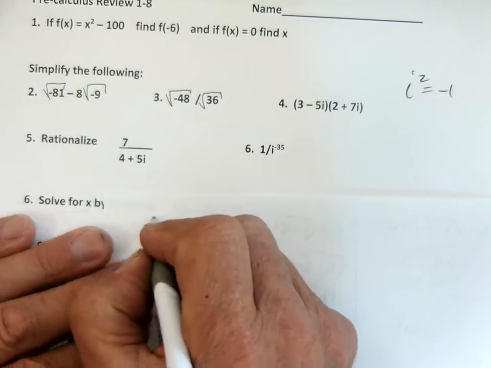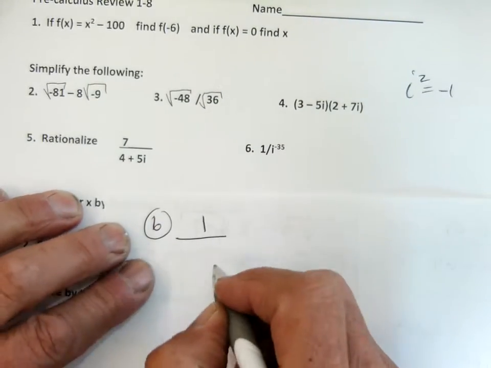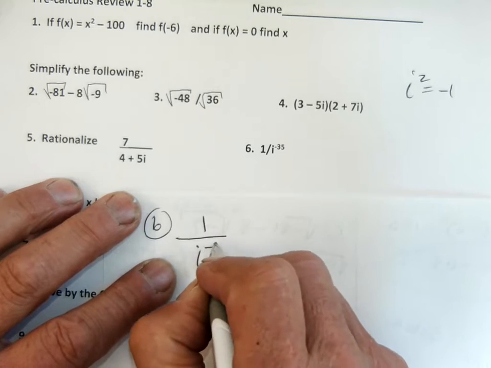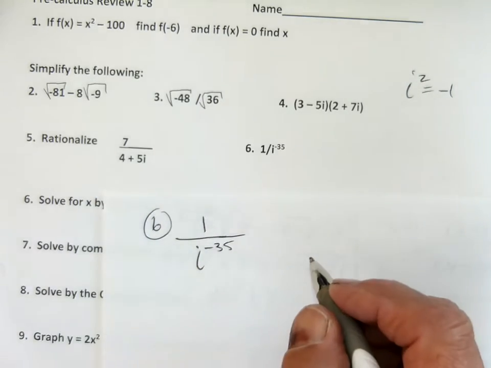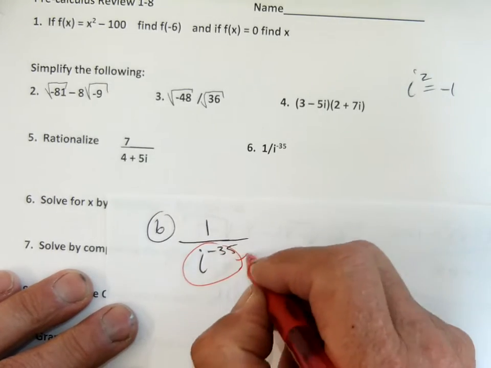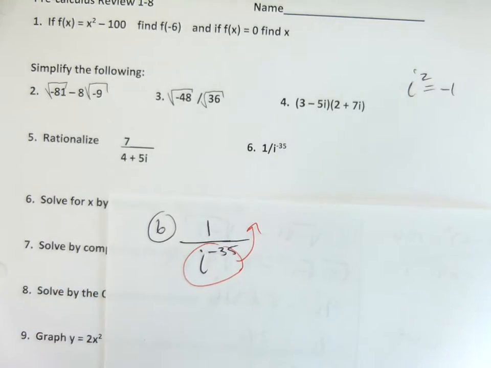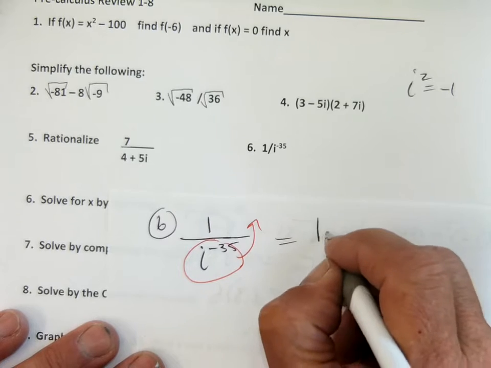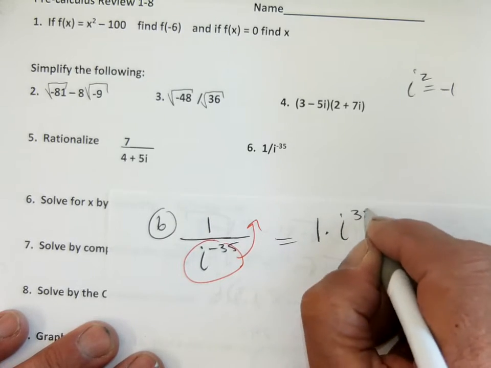Okay. I have 1 over i to the negative 35. So if I have a negative exponent, it needs to move. So I'm going to move it up. So I'll have really 1 times i to the 35th, okay?